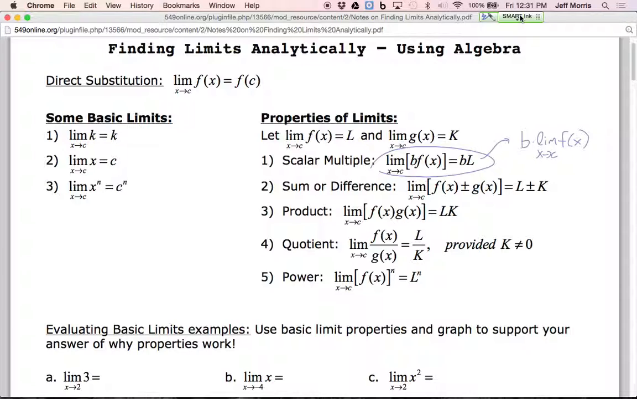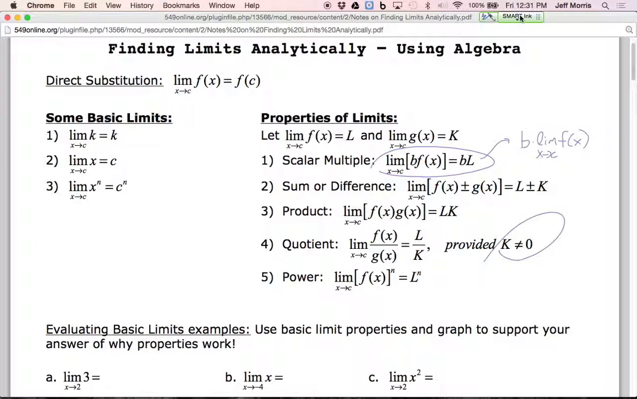This times this, it'll just be L times K. You can take the limit of each part. This one's really handy, number 4. You can do the limit of the numerator divided by the limit of the denominator. You can find the limit of the top and then divide it by the limit of the bottom. We're going to use that one a ton. Provided, watch this, that can't equal 0. The bottom still can't equal 0. Don't want 0 on the bottom. If that happens, we're going to have to do further things.